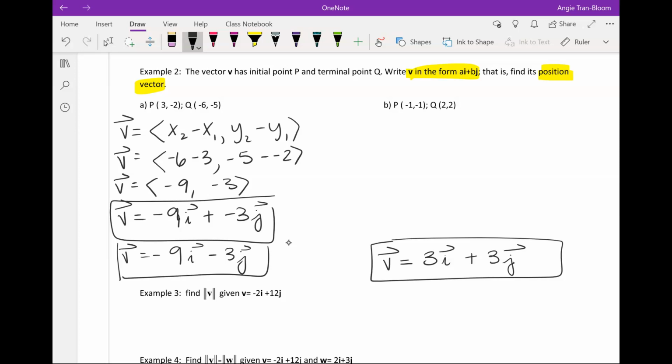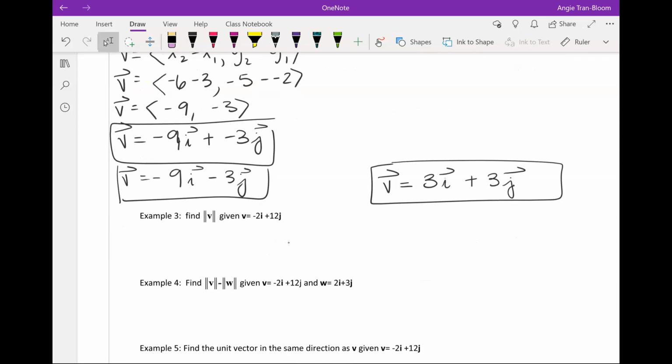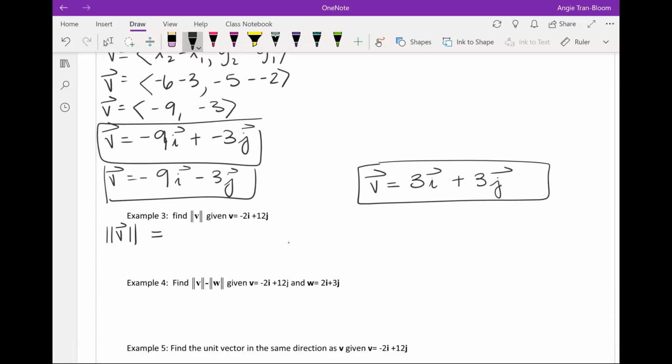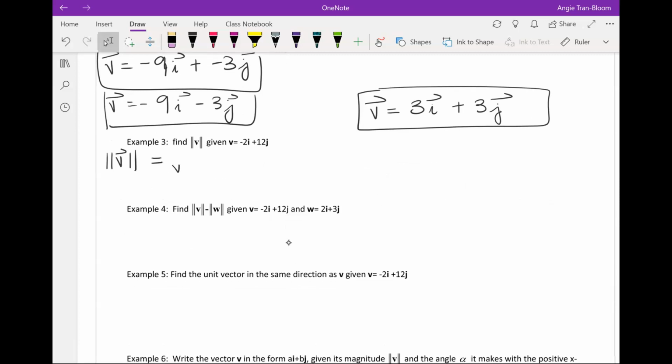Okay. Dana, can you help me read the directions to example 3? Find the magnitude of v given v equals -2i plus 12j. Perfect. Okay, let's write down the formula. What is the formula for the magnitude, Max? Radical a squared plus b squared. Good. Or radical x squared plus y squared. They're exactly the same thing.